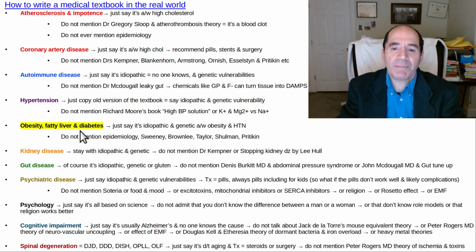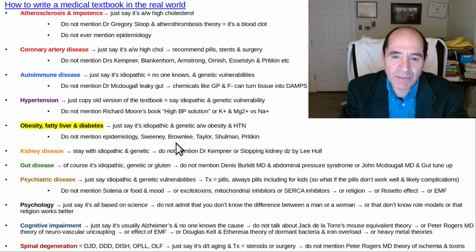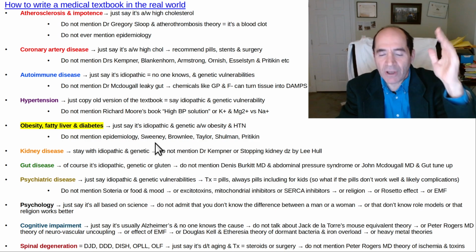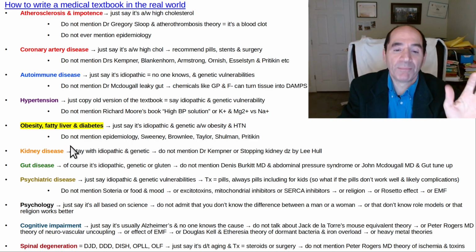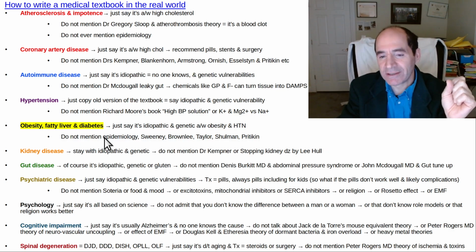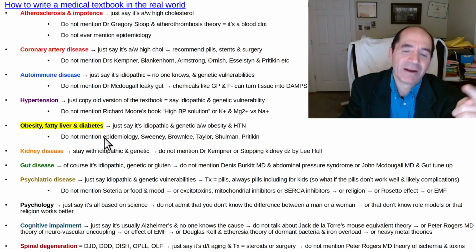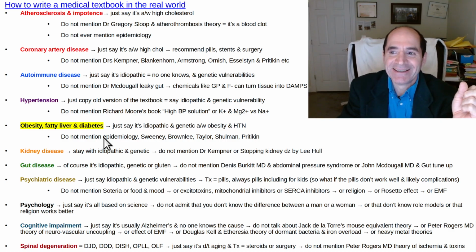Obesity, fatty liver, and diabetes. Same thing, idiopathic, some genetic vulnerabilities associated with obesity and hypertension. Don't tell them that, you know, there's all these estrogenic chemicals in the water and in the air and their food making them fat. Don't tell them all the stuff that's known about fat causing diabetes from Sweeney to Brownlee to Taylor to Shulman to Pritikin and others. Okay, don't tell them about the other causes of diabetes, like the Tetsumori Yamashima cooking oil component, the heavy metals damaging the beta cells in the pancreas. Don't tell them any of that stuff. You know, that's what I'm saying.